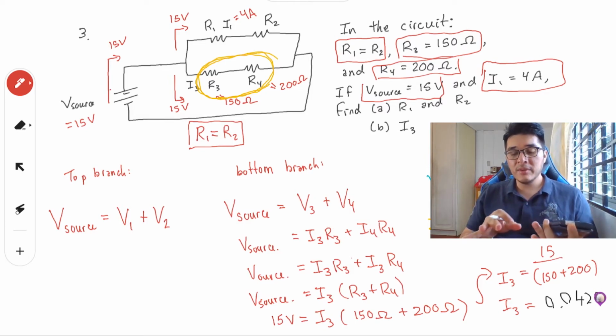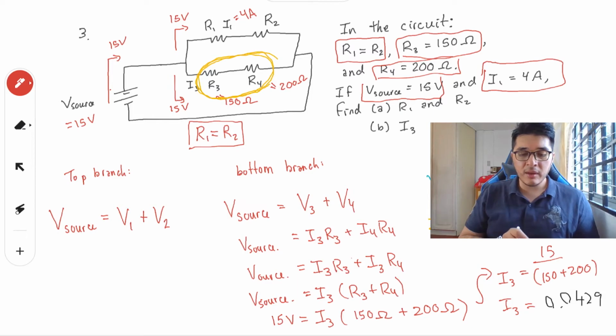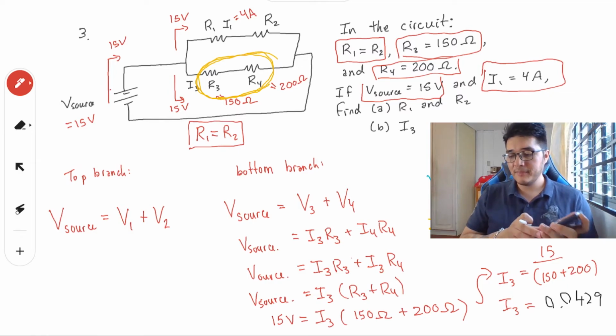Now I'm going to give you some time to do the top branch analysis. So try to mimic the same steps I just showed you, but now do it for the top branch. So continue with the formula I wrote there on the left side.